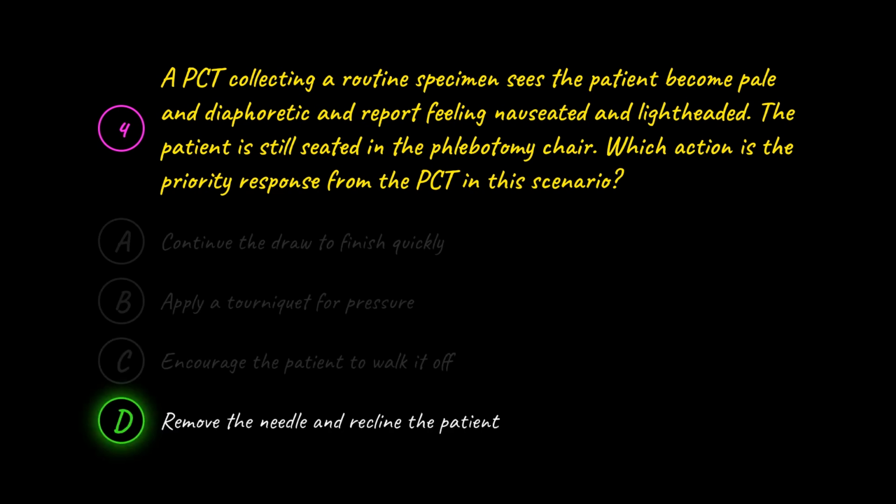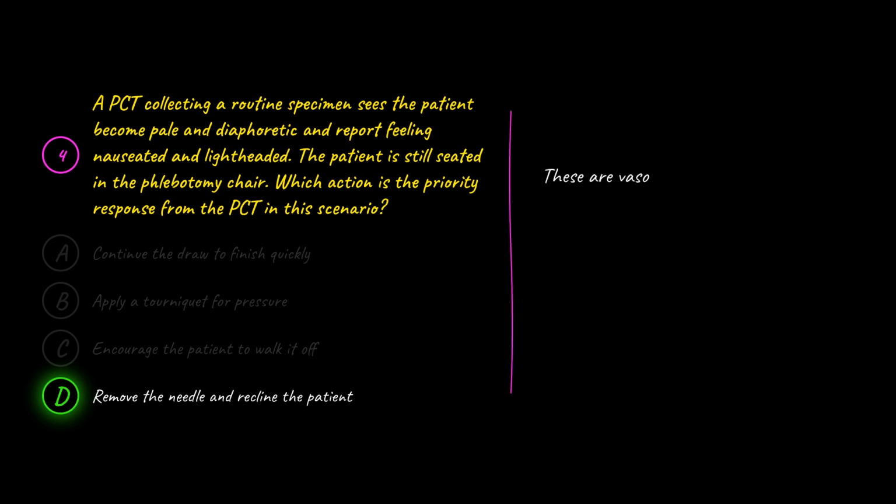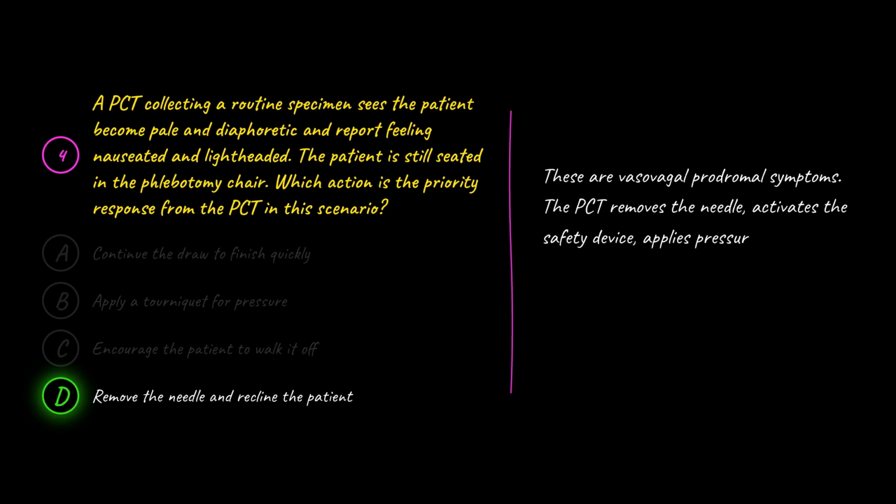The correct answer is D. Remove the needle and recline the patient. D is correct because these are vasovagal prodromal symptoms. The PCT removes the needle, activates the safety device, applies pressure, and reclines the patient to prevent loss of consciousness. Cool cloth and reassurance follow as recovery measures.